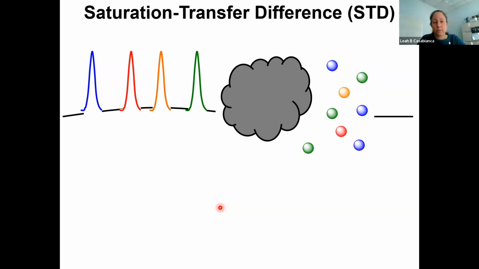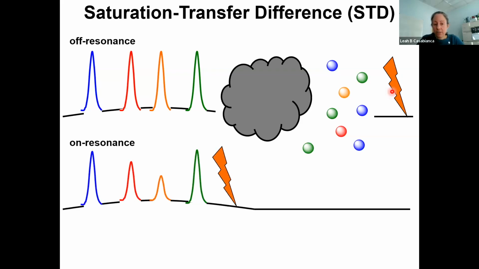The STD experiment consists of collecting two different spectra. The first is an off-resonance or reference spectrum. In this spectrum, we're going to collect whether it's a 1D or a 2D NMR experiment, but before we do the experiment, we're going to saturate. In the off-resonance spectrum, we're going to saturate at a frequency that is very far from where either the ligand or receptors resonate. So this really shouldn't perturb the system. It should just be our reference spectrum, and it should look identical to an unperturbed NMR spectrum.